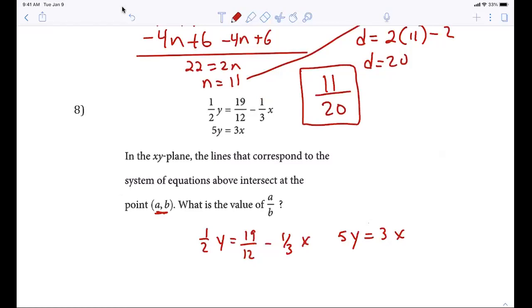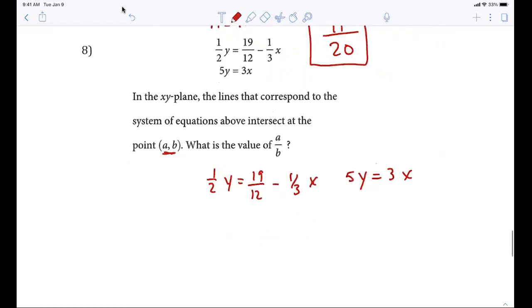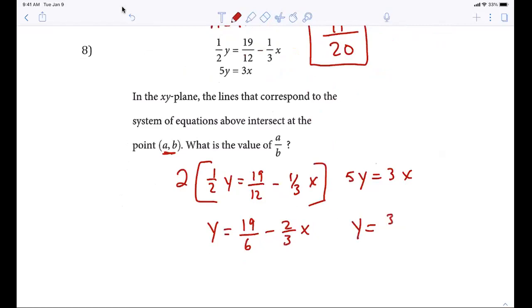Now here, I'm going to multiply this by 2 to get rid of that fraction, 1/2. So I could say y equals 19 over 6 minus 2/3 x. And over here, I can write y equals 3/5 x. Everybody good with that?